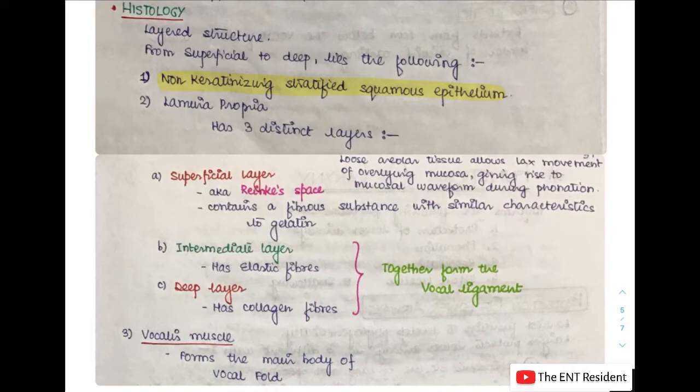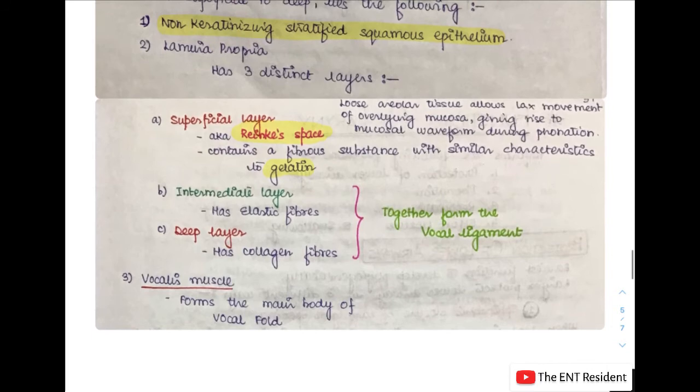As I was telling you earlier, the first layer is the superficial layer, also known as the Reinke space. Now, this layer contains a fibrous substance with very similar characteristics to gelatin. The second layer of the lamina propria is the intermediate layer, which has the elastic fibers, and thirdly the deep layer, which is collagen fibers. Now, this intermediate layer and the deep layer together form the vocal ligament. And lastly, the third layer, the main body of the vocal fold, is the vocalis muscle.